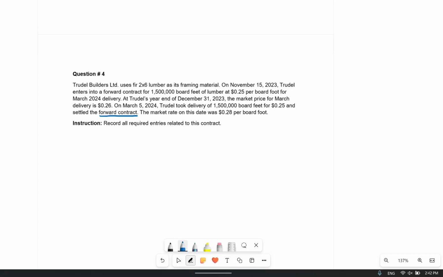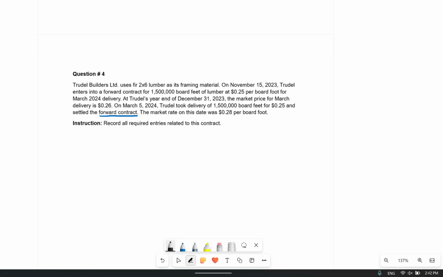Now this is a forward contract. So again, we have options, we have a future, and we have a forward. So we're going to do this question with forward. There's not a big difference between them, but you need to learn how to do each one. So you could go to the back of the chapter or you can watch the videos for the examples.